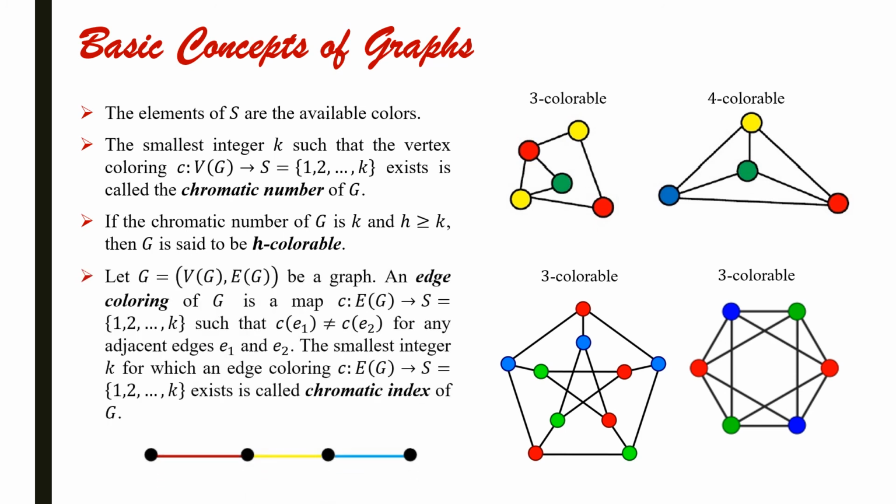Finally, an edge coloring of G is a map C from the edge set of G to S such that the image of E sub 1 is not equal to the image of E sub 2 for any adjacent edges E sub 1 and E sub 2. The smallest integer k for which an edge coloring C exists is called the chromatic index of G.